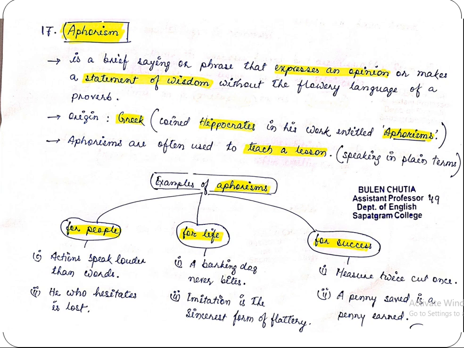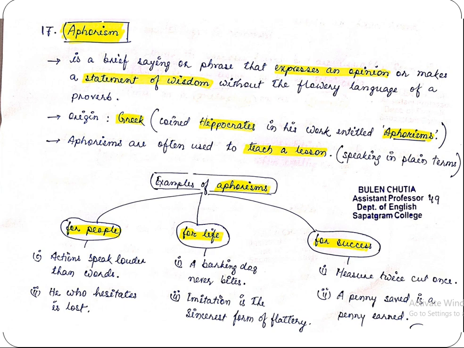The next is for life. A barking dog never bites. This sentence is also an outcome of the experience from life. Next, imitation is the sincerest form of flattery.